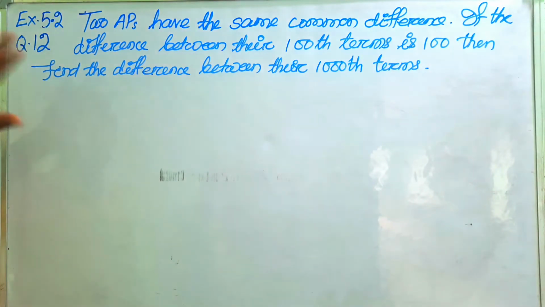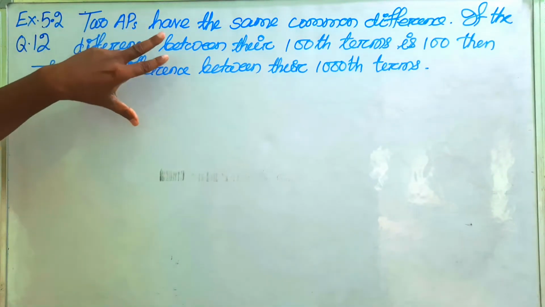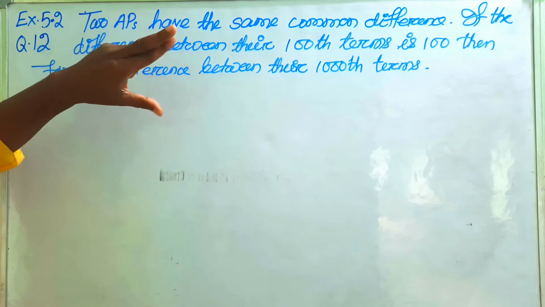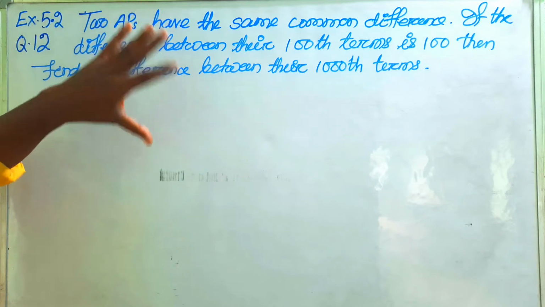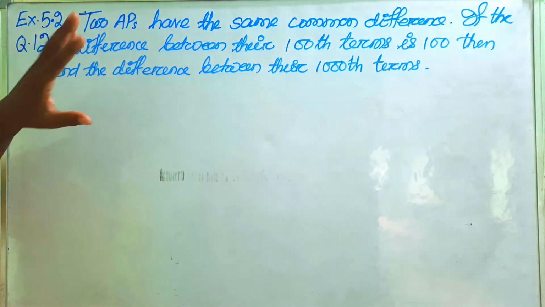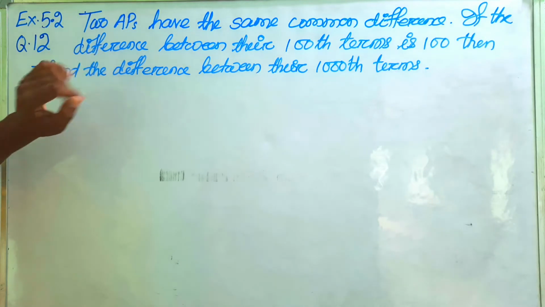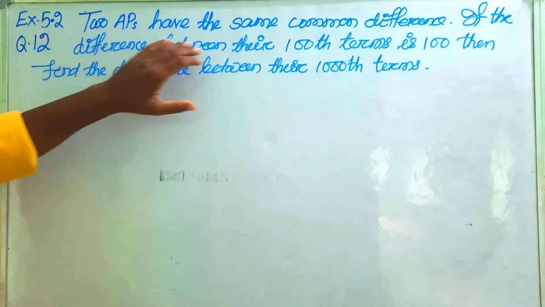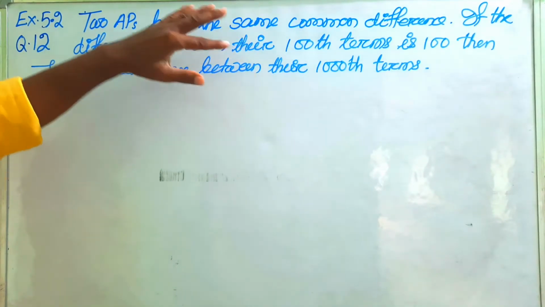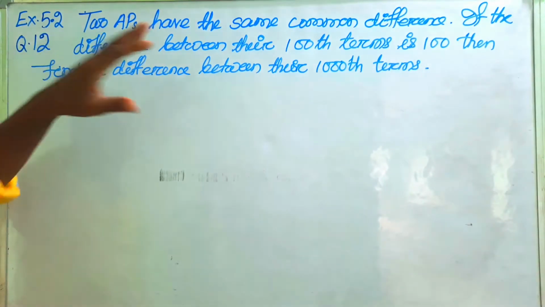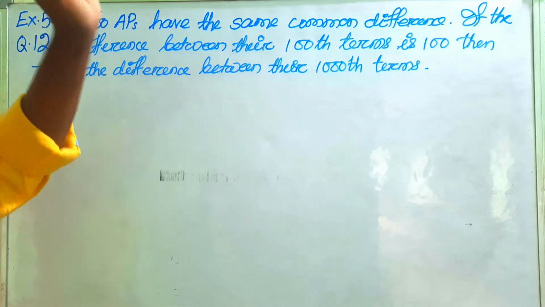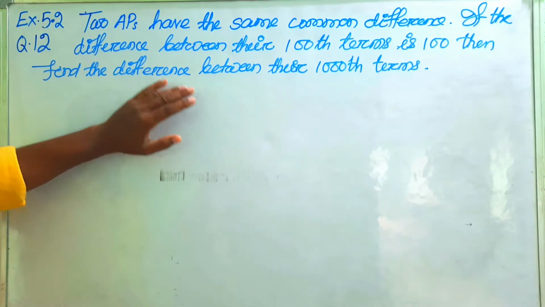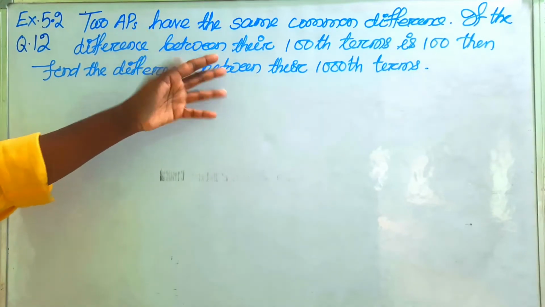Now here two things are given. One is two APs have the same common difference, their common difference is the same obviously. Then the second fact is the difference between the 100th terms is 100. So these two things are given. Now you have to find out the difference between their 1000th terms. Now how will we find this?